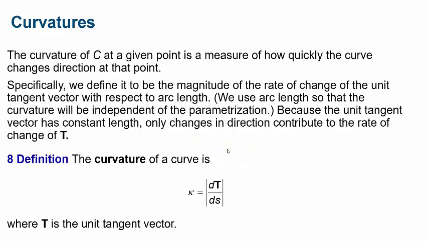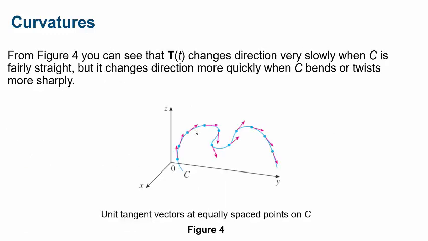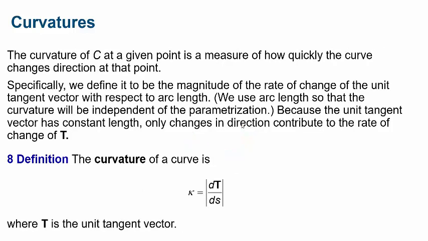The curvature of C at any given point is the measure of how quickly the curve changes direction at that point. So right here, the curvature would be lower. Here, its curvature would be higher. Specifically, we define it to be the magnitude of the rate of change of the unit tangent vector with respect to arc length. Because the unit tangent vector has a constant length, only changes in direction contribute to the rate of change of this unit vector T.